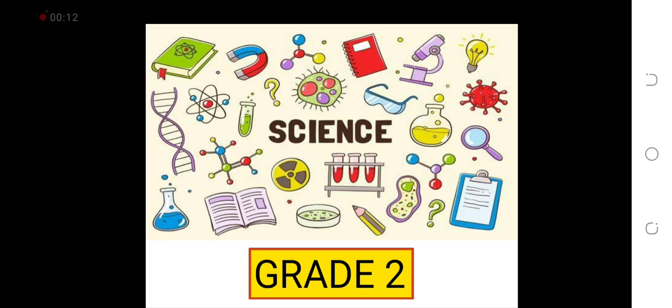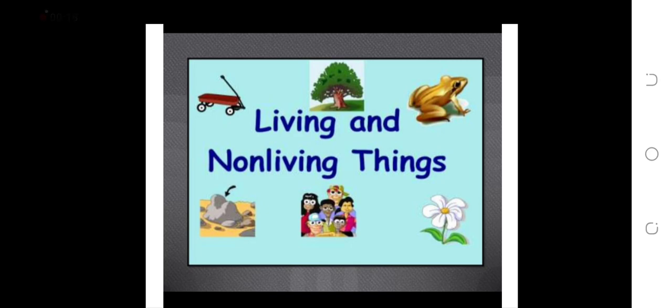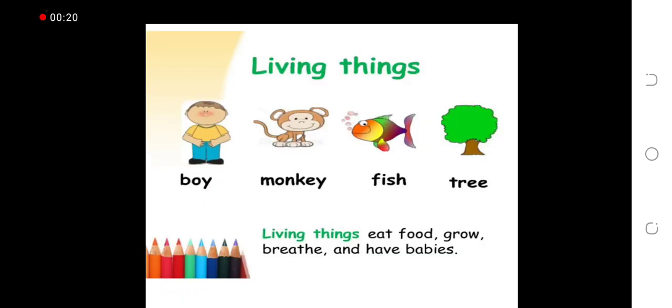My dear students, in today's class we will be discussing living and non-living things. Do you know what living things are? Yes, living things can be an animal, or a plant, or a fish, or maybe you. The main characteristics of living things are that they eat food that helps them grow, and they breathe, and they have babies.